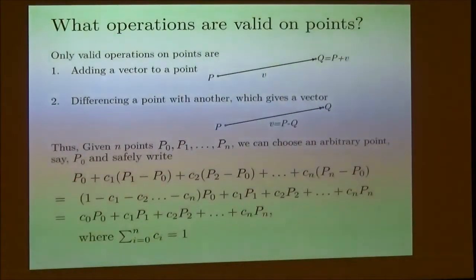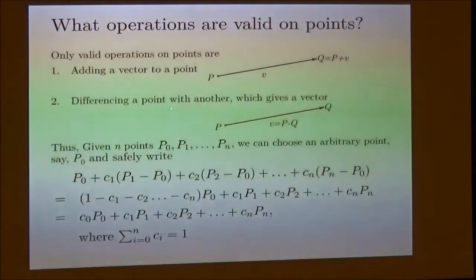So the only two operations that are valid on a point are that you can add a vector to a point. So if we are given a point P, you can add a vector V to it, and you get a new point, which will be given by P plus V. Right? So if you think of V as sort of like the displacement or the velocity acting on this point, it translates to a new place.